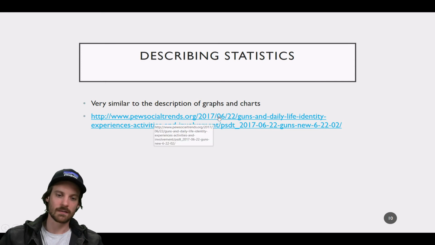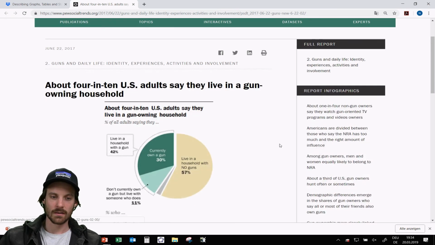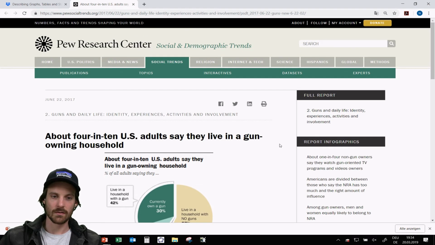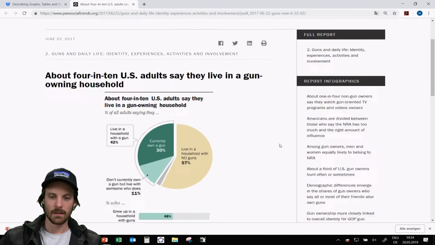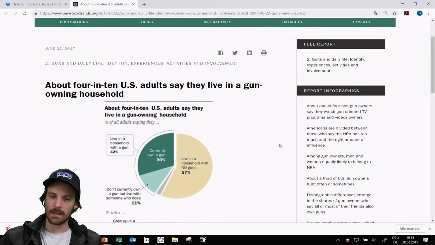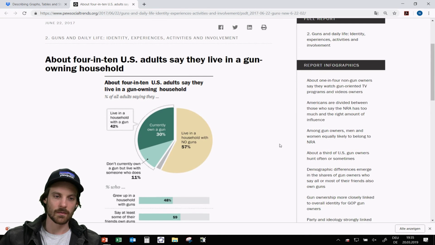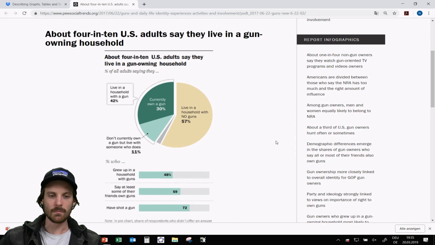So in this case, I've prepared statistics. In this case, it's from Pew Research. I use this link. It's a very popular website too, that has tons of statistics actually. In this case, it's about 4 in 10 US adults say they live in a gun-owning household.